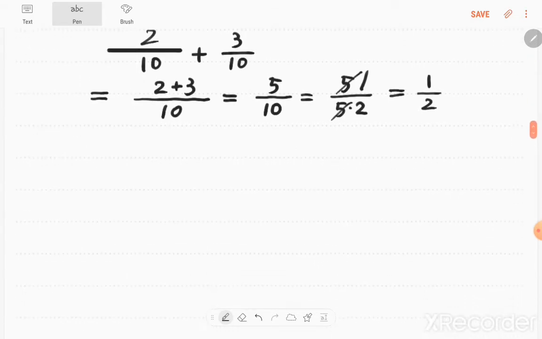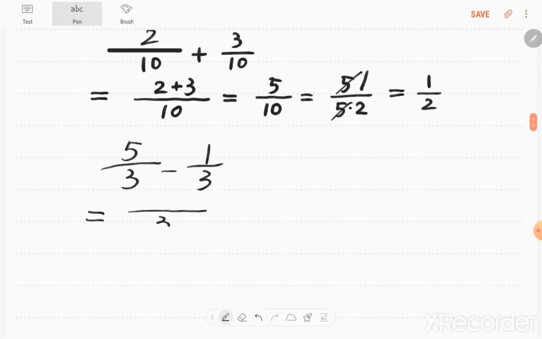Now we check the subtraction with same denominator. We check 5 over 3 minus 1 over 3. Because we have the same denominator 3, we keep 3 as our denominator. But for the numerator, we do the subtraction. 5 minus 1. So we just have 4 over 3 as our answer.